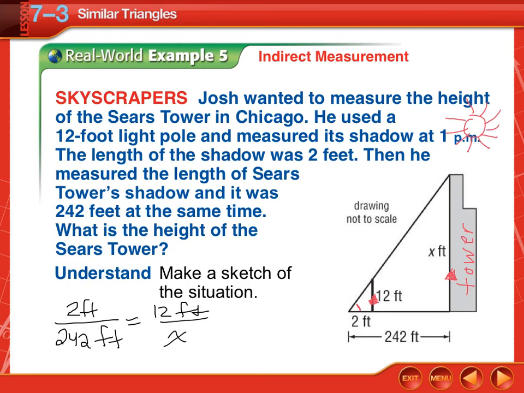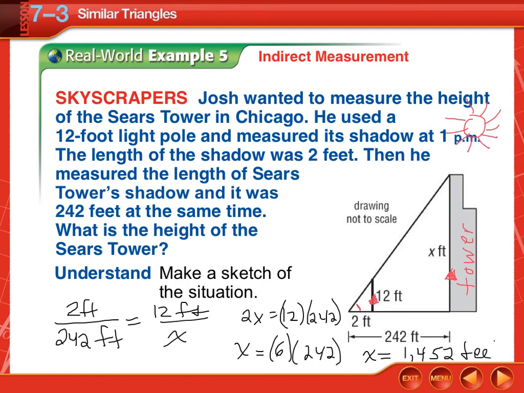And we would simply cross multiply. 2x equals, I'm not going to bother multiplying 12 times 242 because I would just have to simplify anyway. I'm going to divide both sides by 2, so 12 divided by 2 is 6. So the height of this Sears Tower is going to be 242 times 6. And if I did my calculation right, then we would say, indirectly anyway, that the height of the Sears Tower would be 1,452 feet.